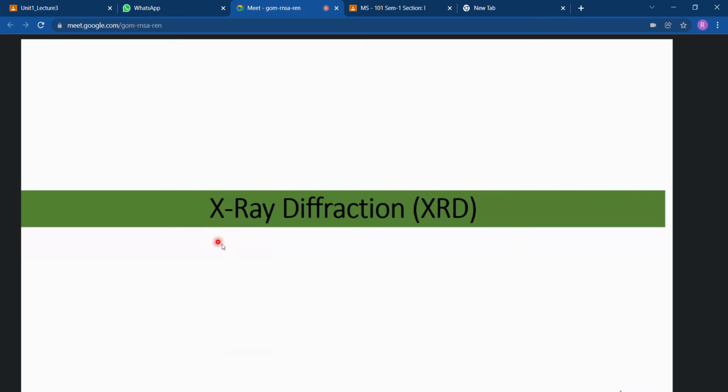So X-ray here, as the name suggests, we are using X-rays and diffraction. We will also see what diffraction is. For this technique, the X-rays will be the fundamental source of radiation, which will help you to analyze the crystal structure.